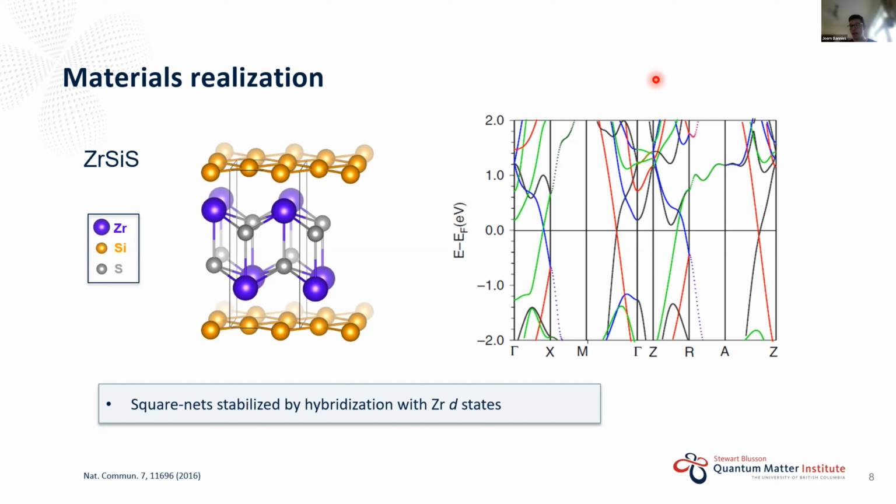This material is stable, unlike what I've said before with the nested Fermi surface, because there's hybridization with the zirconium d states. You can see the zirconium just sits a bit above the silicon planes, and therefore the hybridization is quite strong. And this makes this material stable. So that is all nice, but it's not really suitable for what we are aiming to do, which is breaking the symmetries.